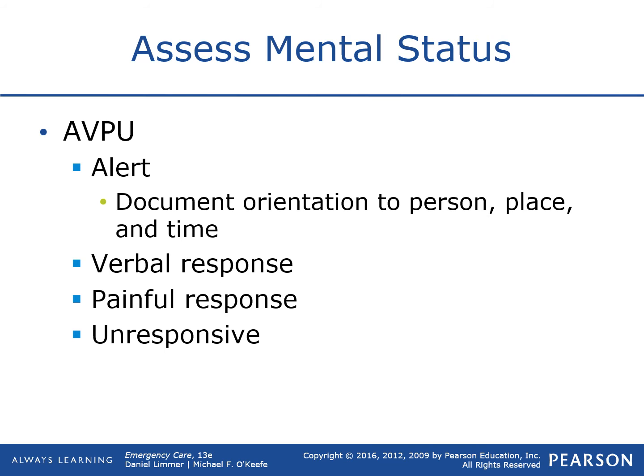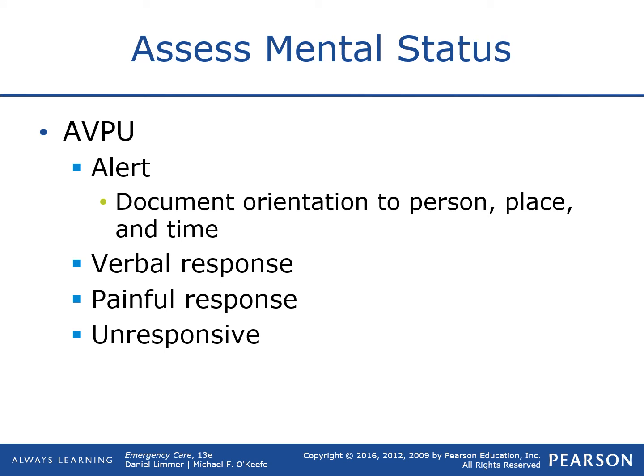We want to know if they're oriented to person, so they know who they are. So you can say, what's your name? And if they respond appropriately, they're oriented to person. Place, so knowing where they are. So if you say, where are you? And they say their house, they're oriented to what place they're in. Time, so you can say, what year is it, or what month is it, or what day is it, or what day of the week. And if they respond appropriately, then they're oriented to time.